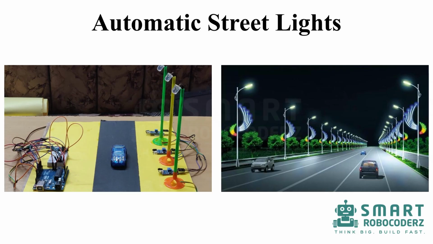Simply, we can say that at night, streetlights turn on automatically. In the morning, lights turn off without human involvement. It is used on roads, highways, and parking areas. This system reduces electricity consumption and manual maintenance.